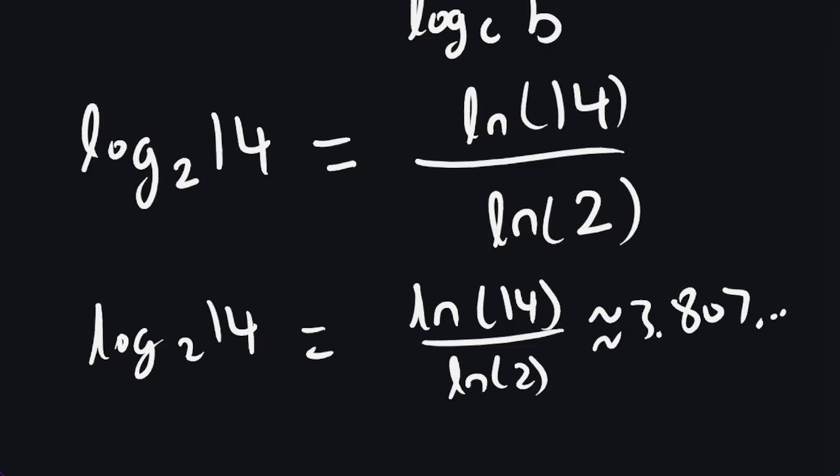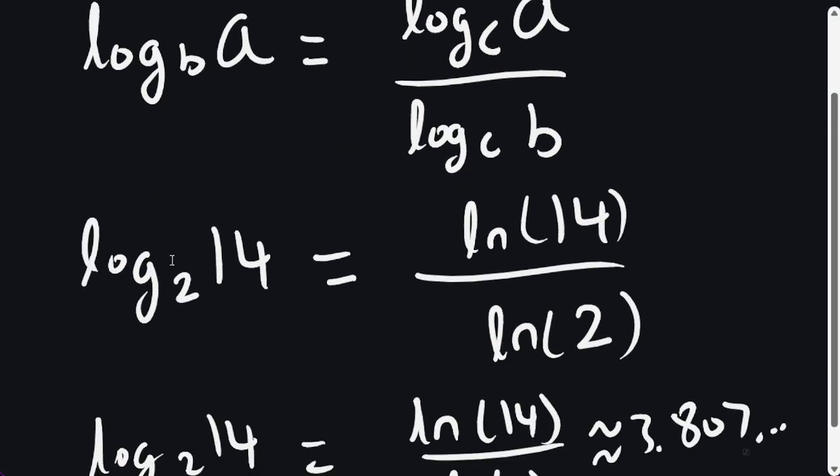So that's the change of base rule for logarithms. It's a way to rewrite logarithms with a different base. So you see right here, we went from having a base 2 to a base e, a natural log. So you can choose any base you want, and this will allow you to rewrite any logarithm with a different base of your choice.